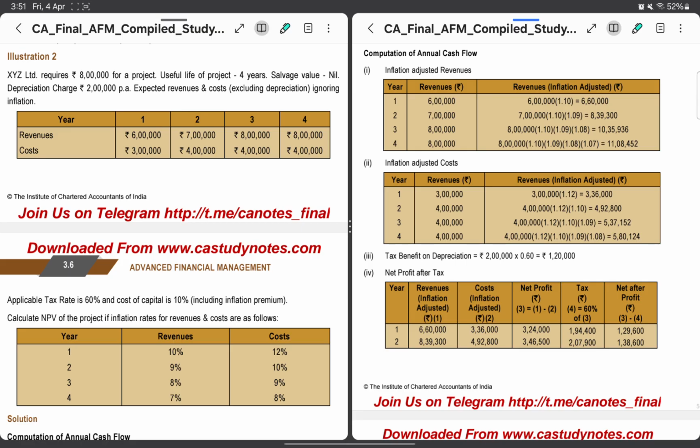So in the previous question, as we can see, it's the same type, but they've given annual cash flow, but here they have given revenue and cost. So first we have to find out the annual cash flow, then that will be a real cash flow. So we have to find the inflation adjusted nominal cash flow, then only we can discount it with the cost of capital of 10%, which is inflation adjusted.